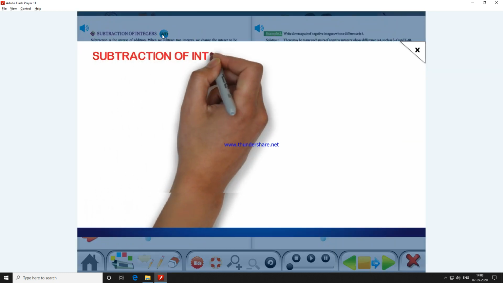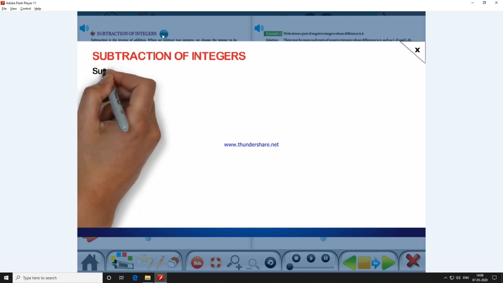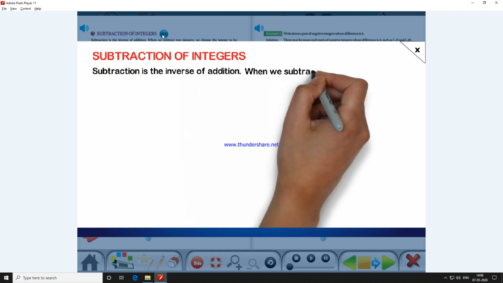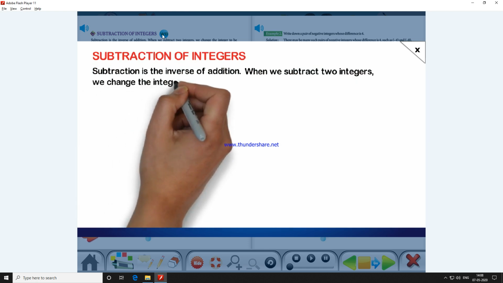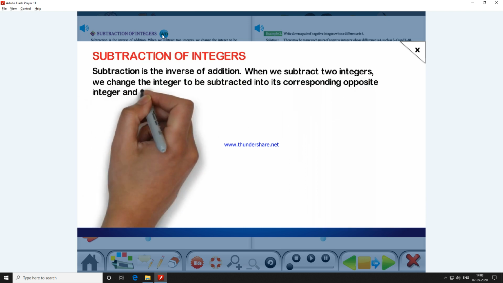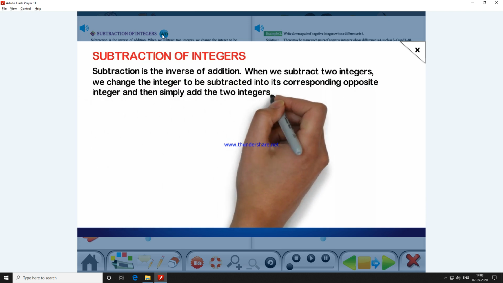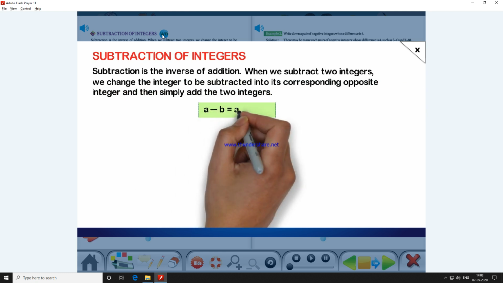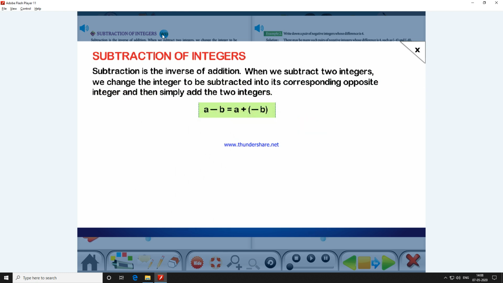Subtraction of integers. Subtraction is the inverse of addition. When we subtract two integers, we change the integer to be subtracted into its corresponding opposite integer and then simply add the two integers. A minus B equals A plus minus B.